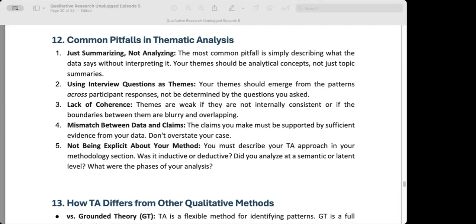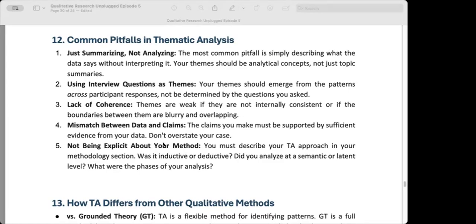Next. 3. Lack of coherence. Your themes are weak if they're not internally consistent, or if the boundaries between your different themes are blurry and overlap excessively without clear distinction. Each theme should tell a distinct, coherent story, and all the data extracts collated under it should clearly contribute to that specific story. If you find yourself including quotes under a theme that don't quite fit or seem tangential, it weakens the theme's integrity. Similarly, if the distinctions between your themes are unclear, if they seem to blend into each other, or if some data segments seem to fit equally well into multiple themes without a clear analytical justification for why, it indicates a lack of analytical precision and refinement.